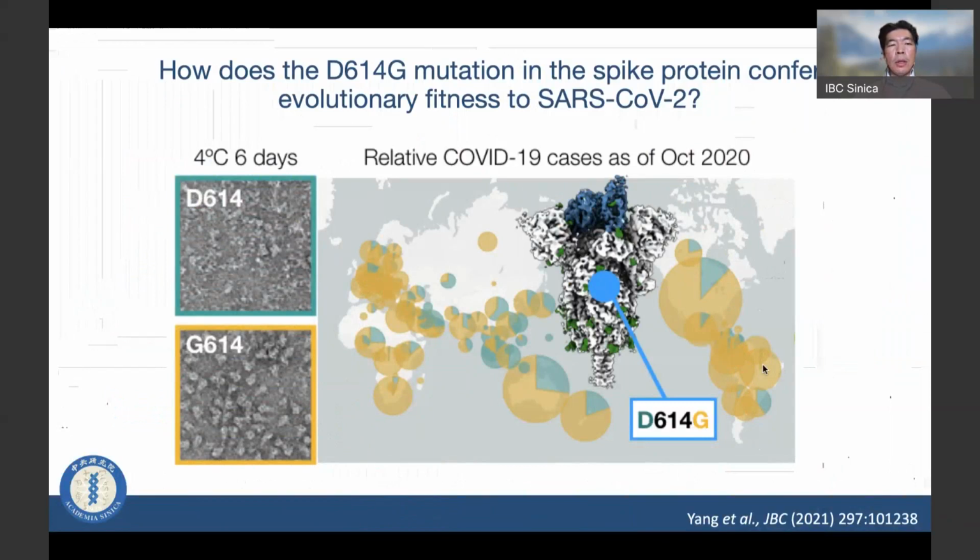As illustrated on the left, the wild-type recombinant protein started to lose its compact structure after incubation at 4 degrees for as short as 24 hours. After 6 days of incubation, the wild-type recombinant protein almost completely lost its native compact structure, whereas the D614G mutant retained the compact structure under the same condition.